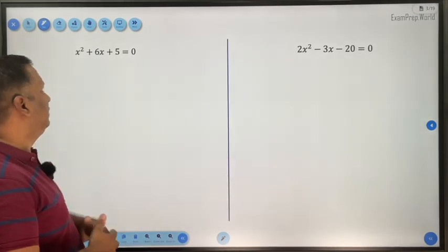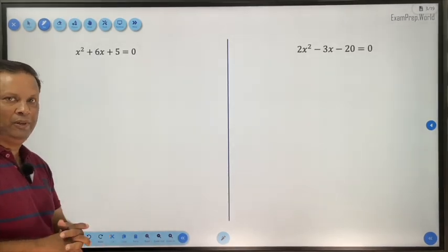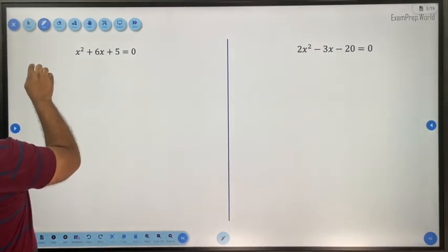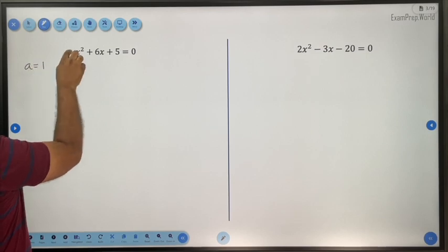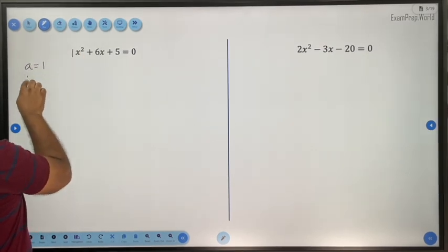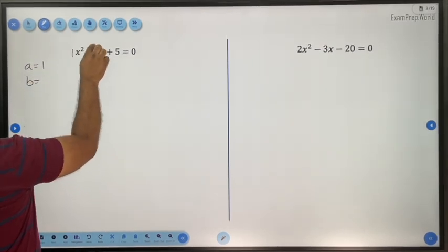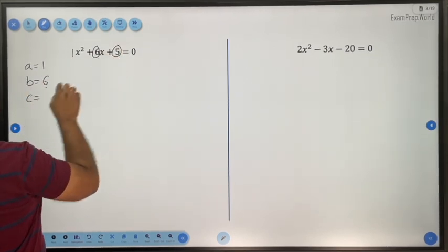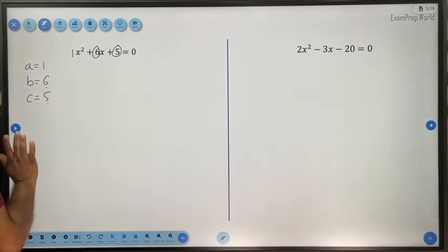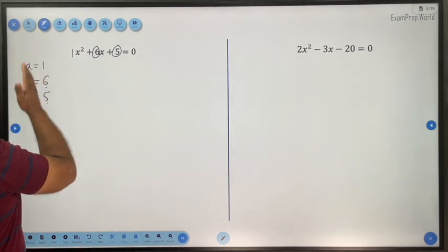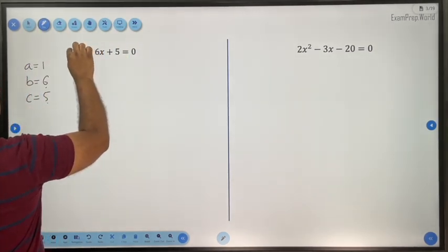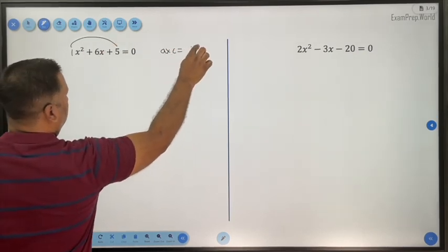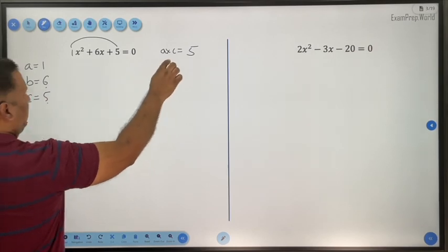So the first question is x square plus 6x plus 5. What do you have to do here? Look for a. What is a here? It is 1, because there is nothing written, so it is 1. What is b? b is 6. And what is c? c is 5. Right? Now look at a, b and c. Multiply a with c. a into c is 5.